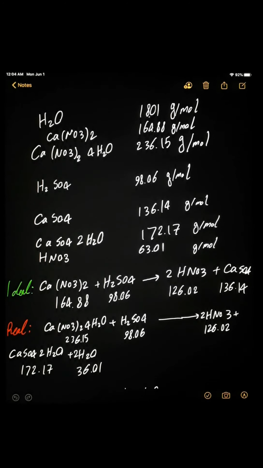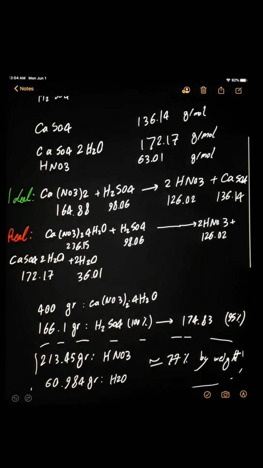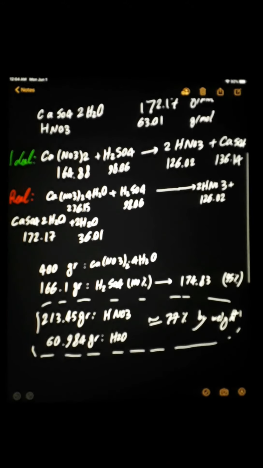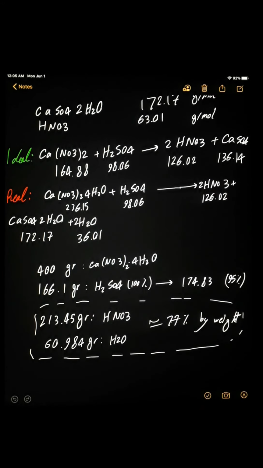100%. However, in real life you don't have any of those. So your calcium nitrate is going to be hydrated, and therefore for this much of it, around 236 grams of it, you're going to need 98 grams of 100% pure sulfuric acid, and in that case you will be getting around 126 grams of nitric acid and some water. The problem is, even the sulfuric acid that I've got is not pure.